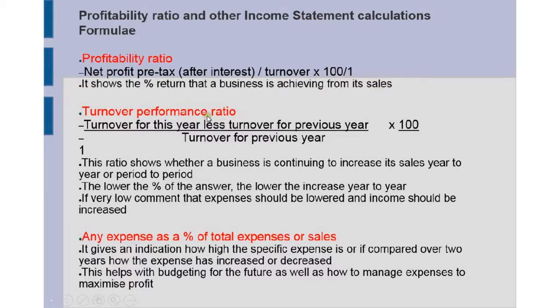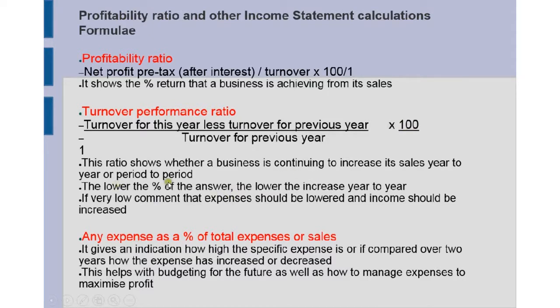Another calculation that they've been asking quite a lot in the past few papers is the turnover performance ratio. So here the business needs to see whether the business is continuing its increase in sales from year to year or from period to period. So the formula that we are going to use is turnover for this year less turnover for the previous year, divided by turnover for the previous year, and we multiply that by 100 over 1 to get the percent.